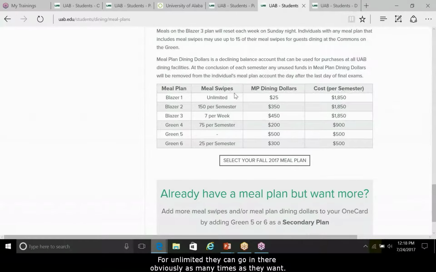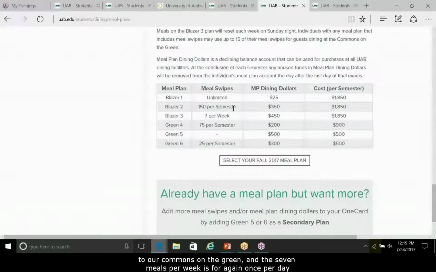For unlimited, they can go in there, obviously, as many times as they want. The $150 per semester basically equates out to approximately 10 meals per week that a student could use within the dining facility, specifically relating to our Commons on the Green, and the 7 meals per week is, again, once per day, or however they want to break that down, the number of times that they can go into the dining facility and have a meal. They can always go into the Commons on the Green outside of those numbers and pay using what are called dining dollars, cash, credit card, or anything else along those lines.